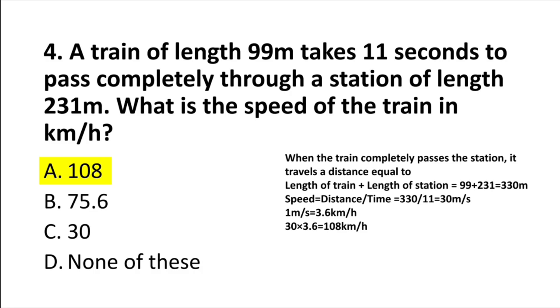This is the speed, but we have to convert it into kilometer per hour. So 1 meter per second equals 3.6 kilometer per hour. So multiplying this 30 with 3.6, we got 108 kilometer per hour. Option A is correct.